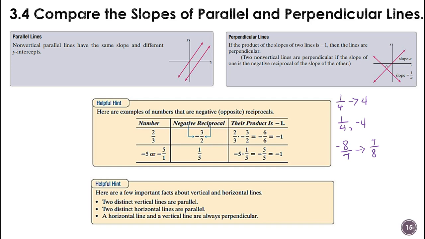So here's some important facts. Two distinct vertical lines are parallel. Two distinct horizontal lines are parallel. A horizontal line and a vertical line are always perpendicular. So you can't look at the slopes to help you with horizontal and vertical. It doesn't make much sense. Obviously, I guess if you're looking at parallel and an undefined slope, parallel would be another undefined slope. But this is some information you might just want to study some more and maybe make notes on that.